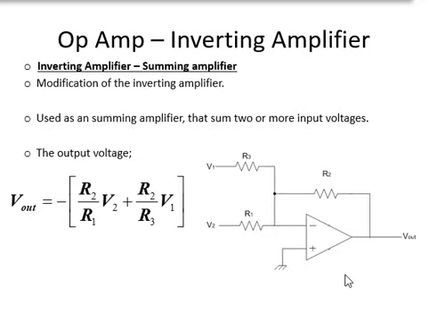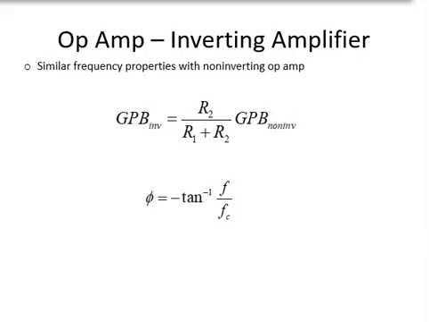This circuit is a modification of the inverting amplifier and we call it the summing amplifier. It is used to sum two or more input voltages. The output voltage is equal to negative R2 over R1 times V2 plus R2 over R3 times V1. The inverting amplifier has similar frequency properties to the non-inverting op-amp, which are GBP equal to R2 over R1 plus R2 times GBP, and phase shift is equal to negative tangent inverse of F over Fc.